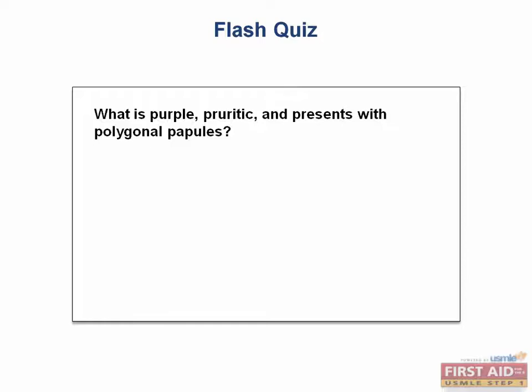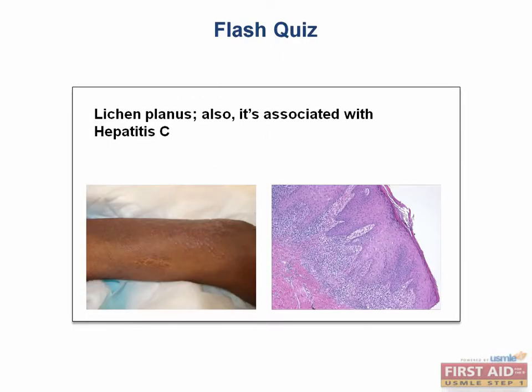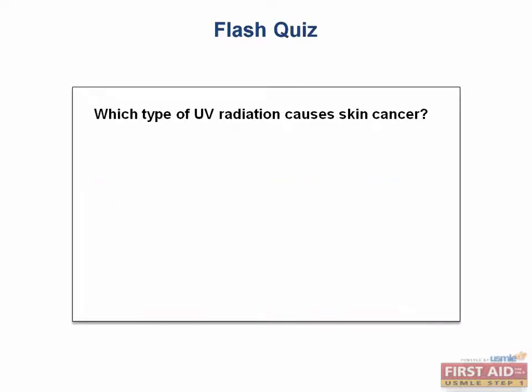What is purple, pruritic, and presents with polygonal papules? Lichen planus. Also, it's associated with hepatitis C. Which type of UV radiation causes skin cancer? UVB.